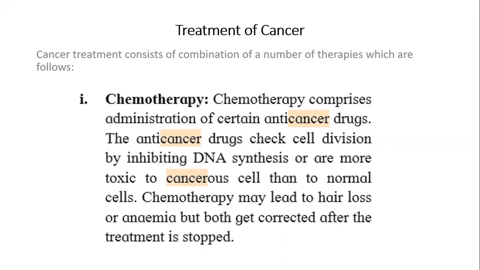So what will you say? They check cell division. The purposeless cell division that happens, they keep a check on that. They inhibit or stop DNA synthesis, okay, and are more toxic to the cancerous cells than the normal cells. Especially, during this chemotherapy it leads to hair loss, anemia and so on, but when the treatment is stopped, everything is corrected back again.